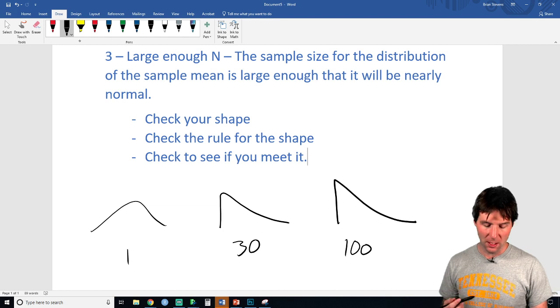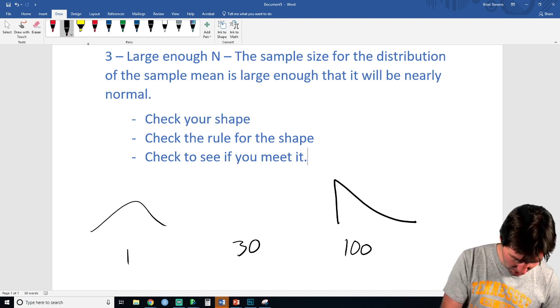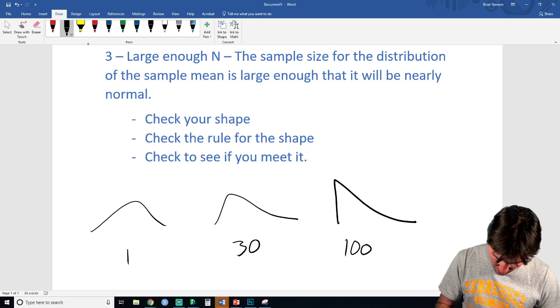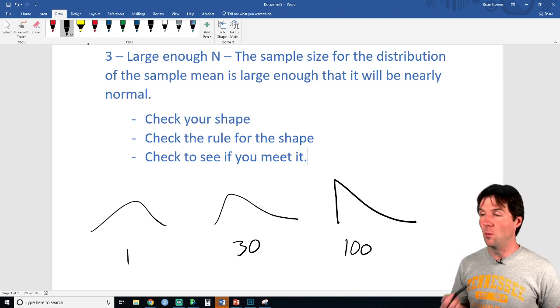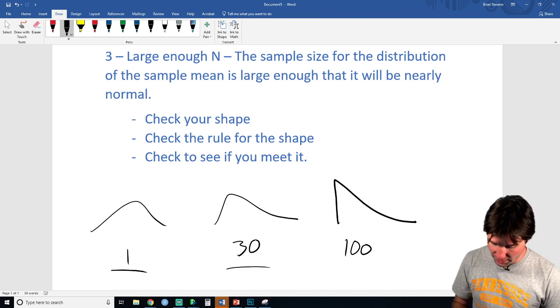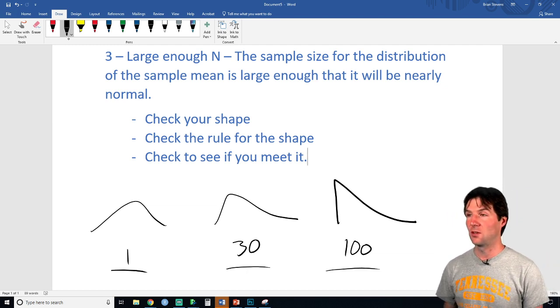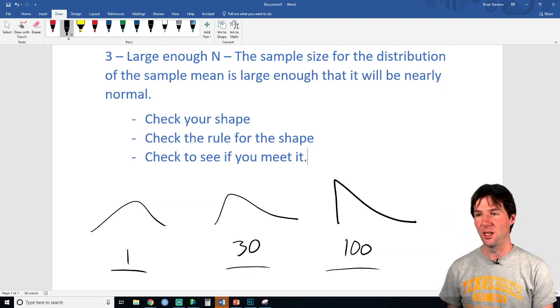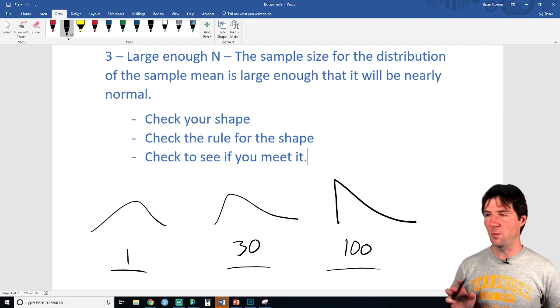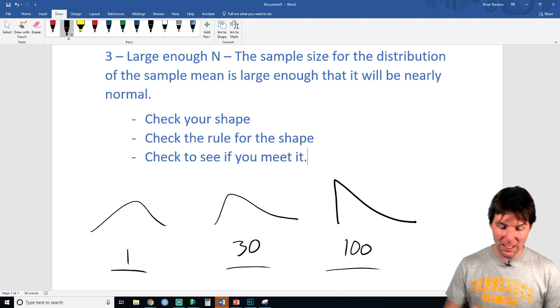But what are you noticing about the more skewed I make this? Let's make this one only look a little bit skewed. What do you notice about the more skewed I make it? The more skewed it is, the larger n needs to be. We did this one yesterday a little bit, because on a true-false question it said it was normal. That's why it's called large enough n: the more skewed it is, the larger n needs to be.